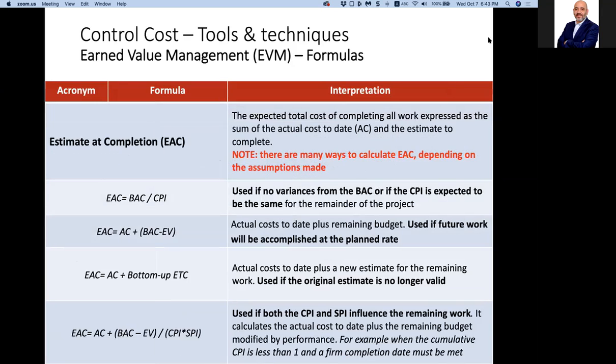We start complicating things a bit. Mr. Nazih came and said, great, how much will this play cost me at the end, how much will this bridge cost me to finish? This is the estimate at completion. It's the expected total cost of completing all the work on the project, expressed as the sum of the actual cost plus an estimate to complete. That is, sigma AB, which is the actual cost, plus sigma BC, which is the estimate to complete. AB plus BC equals what? AC.